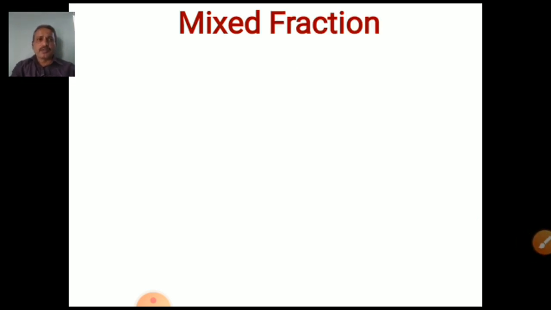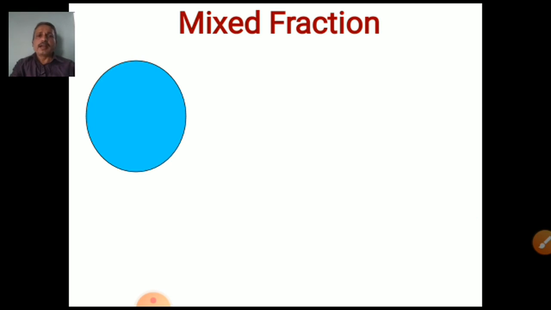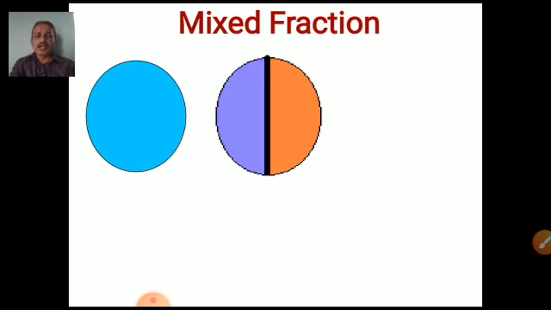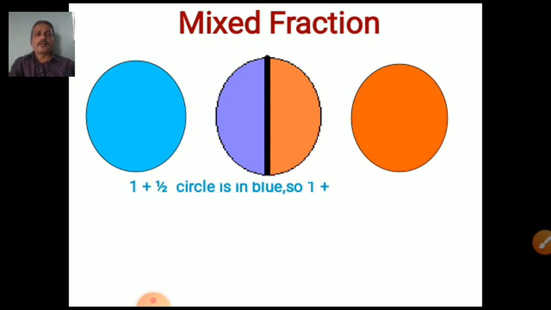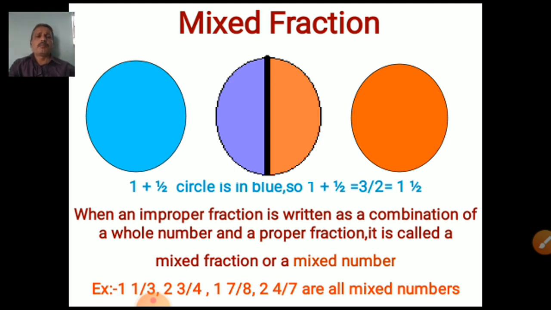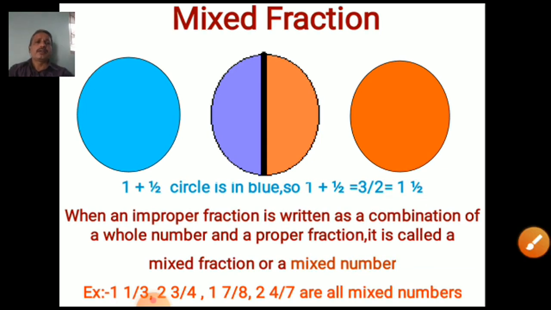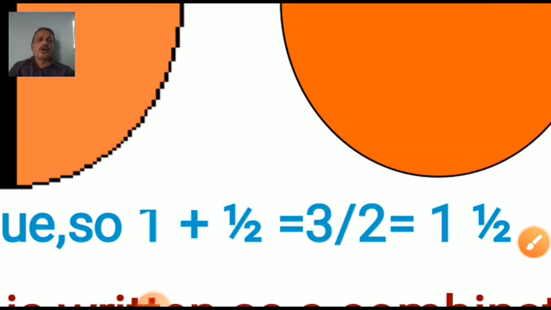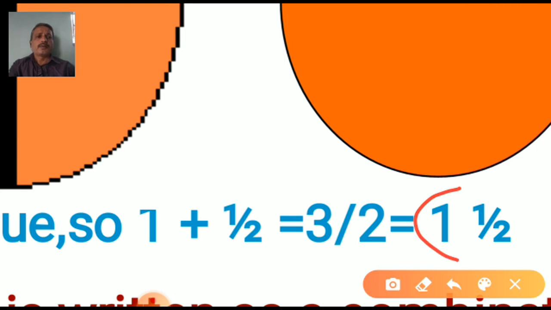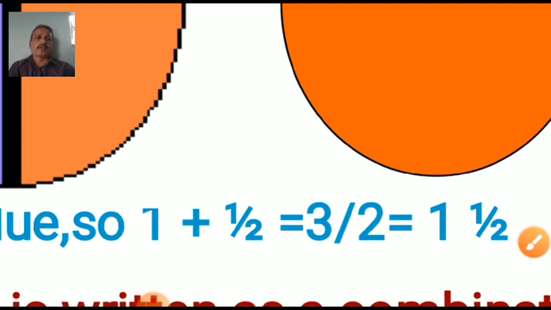Mixed fractions, same way. Here mixed means an integer and a proper fraction, a combination of the two. See, in the last example we also discussed a colored part: 1 full and 1 half. So we can say 1 and 1 upon 2. This is called a mixed number. Can you see here, student? This is called a mixed fraction. An improper fraction divided, we can get the proper fraction. Improper fractions are converted into a mixed number, 1 and 1 upon 2. Understood, student? Okay, let's see.